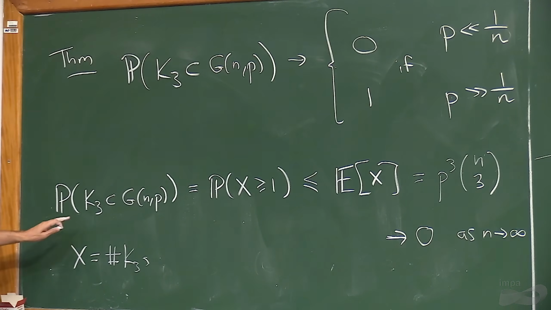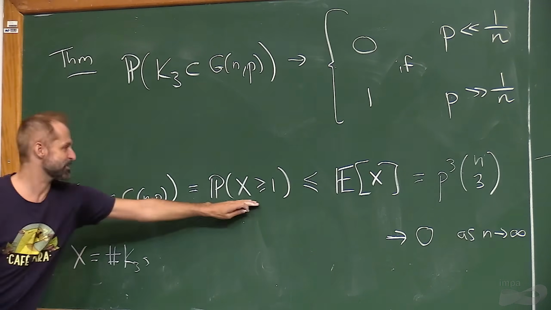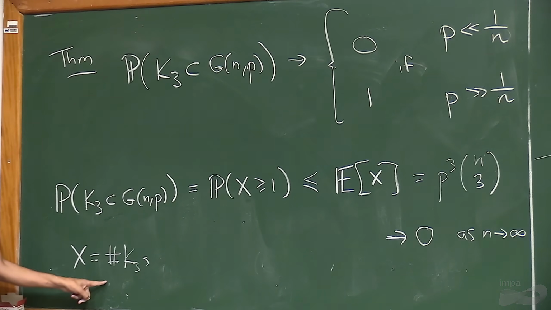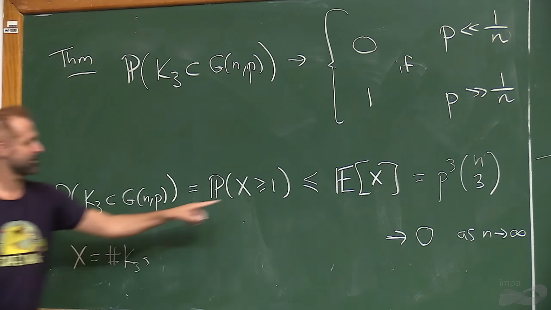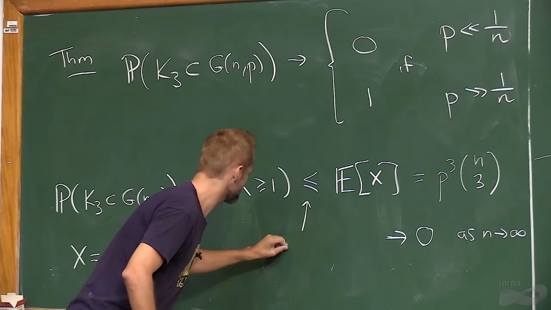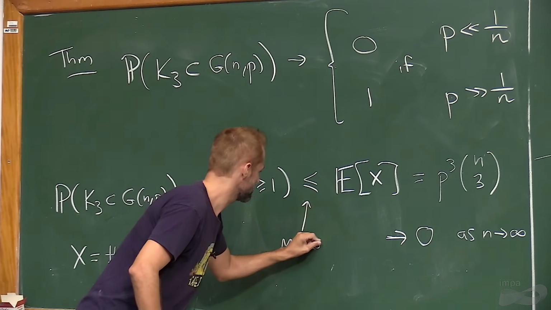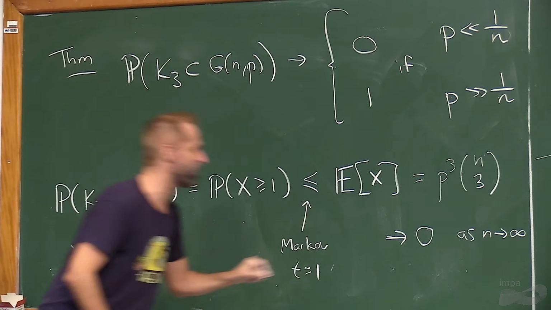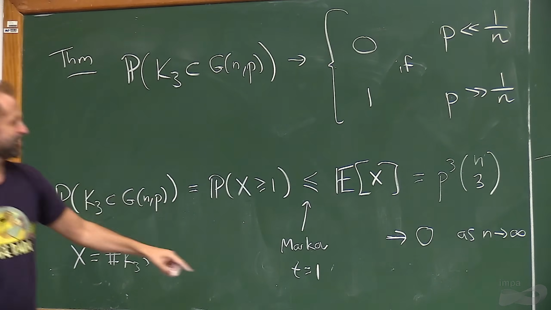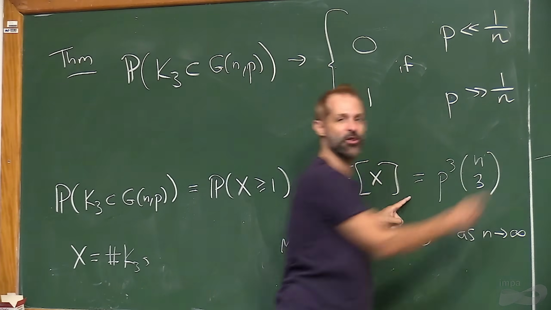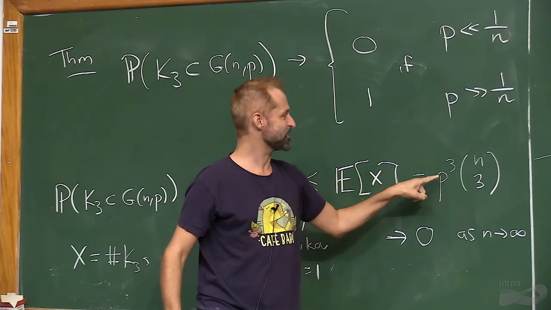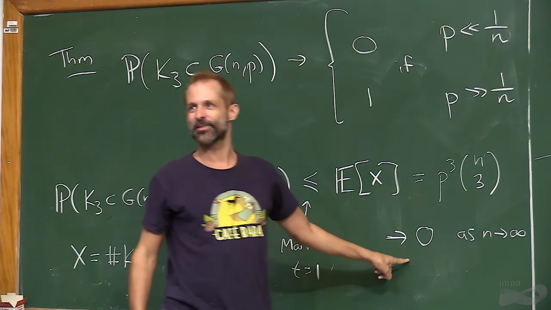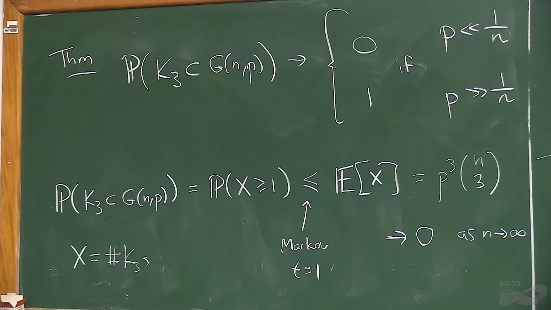Right? This is just the same as this, defining x to be the number of triangles. This is Markov, with t equals 1. We calculate the expectation, and this is just saying p cubed n cubed. If p times n tends to 0, then p cubed n cubed tends to 0. Is that okay?